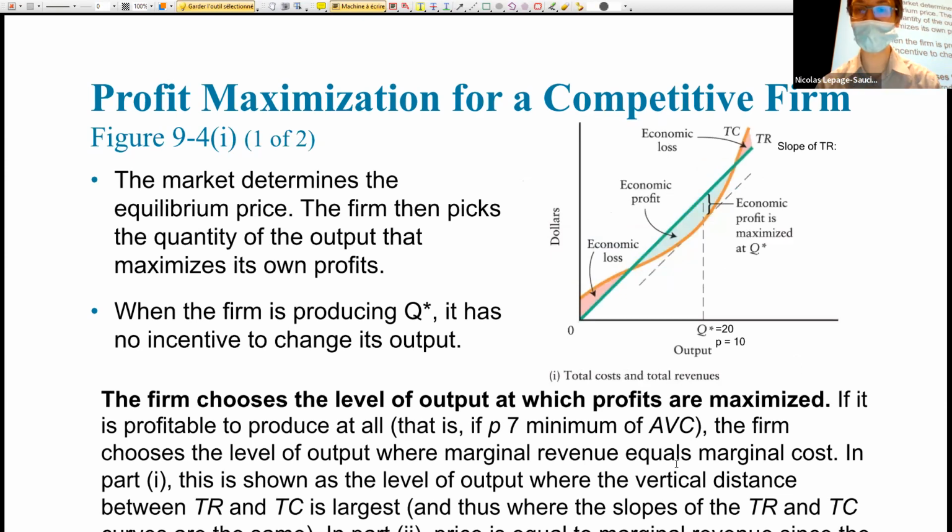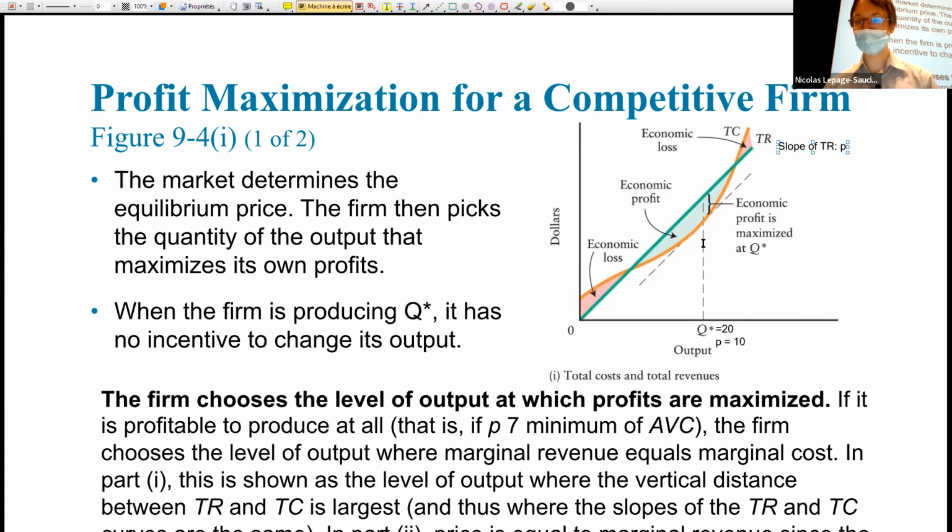Yes, thank you, Bagdan. If the quantity is 20 and the price is 10, then the total revenue is going to be 10 times 20, 200. If I increase the quantity to 21, then the total revenue is going to be 21 times 10, so 210. So what is the slope of this total revenue curve? The slope is the market price. It's how much my total revenue increases if I increase production.